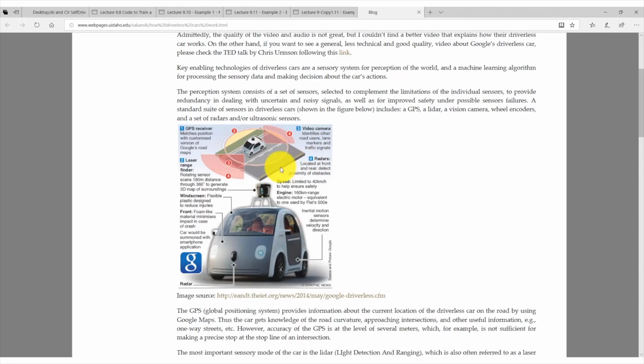And number 4 is radars. They can be used, again, to locate objects in the front, and we can put them in the rear as well to detect the proximity of obstacles. It can tell us what the distance is. How far are we from, for example, a pedestrian or from another car and so on. And that's pretty much all the sensors, in a nutshell, that we use for a self-driving car.